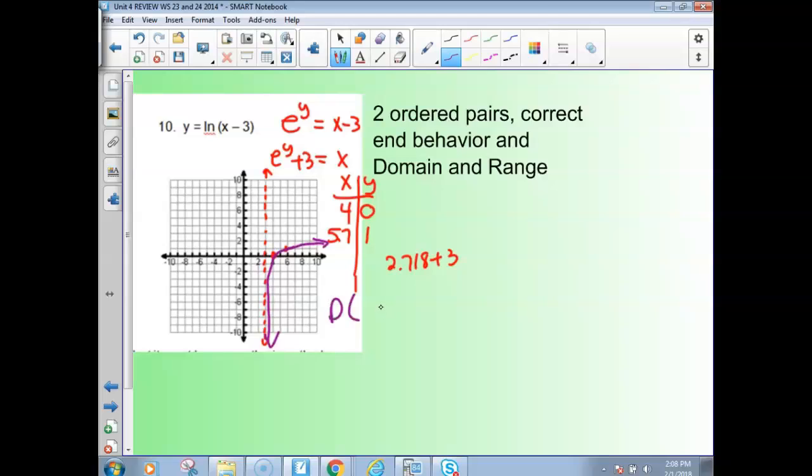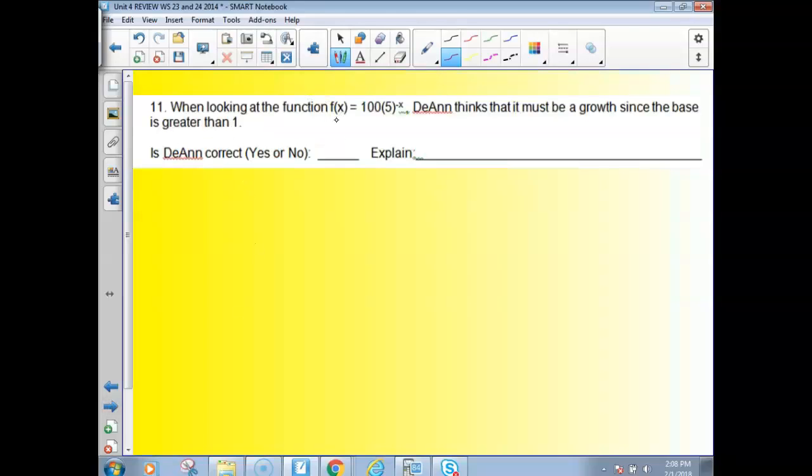Domain is from 3 to infinity. That switches. Now the range is negative infinity to infinity, because the domain and range switch for an exponential function versus a logarithmic. We good?